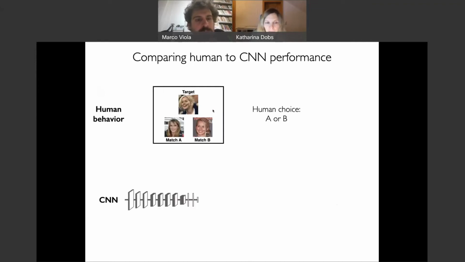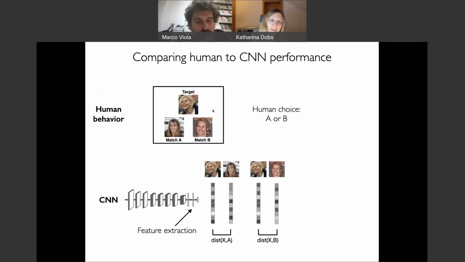In the CNNs, we can simulate the same task by showing it the exact same images and then extracting the features from the last convolutional layer, for example, in this network. So you get a feature pattern vector for each of those images. You get this for the target and the two matches, and we simply compute the distance between the vectors of the match and the target. The idea is then that the CNN chooses the one that's closer to the target. Okay, so that's simulating the choice in the model.